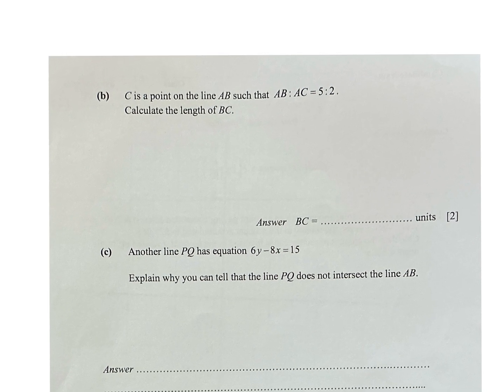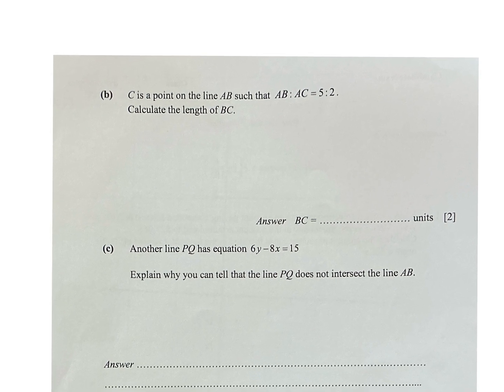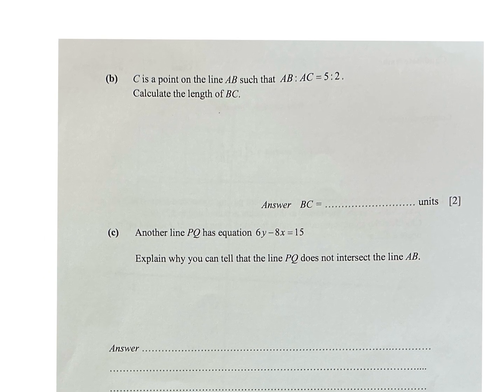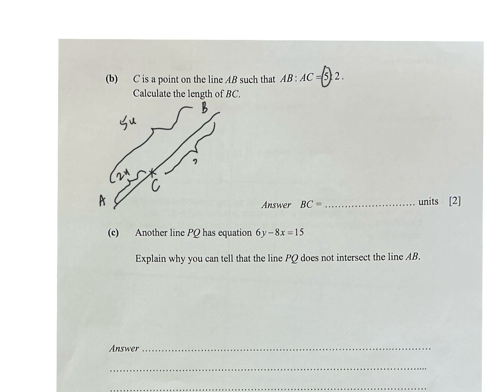It says C is a point on the line AB, so AB is the whole line, such that AB is 5 units. That means AB is the full line, 5 units, and then AC is 2 units. So that means this C is here. They want you to find the length of BC, meaning they want you to find 3 units.